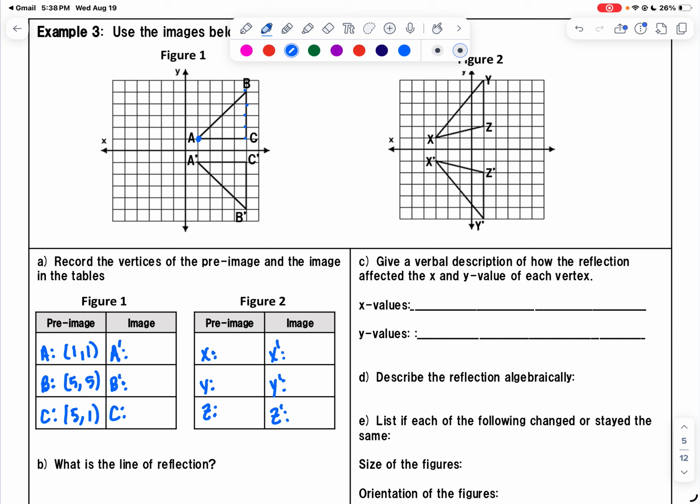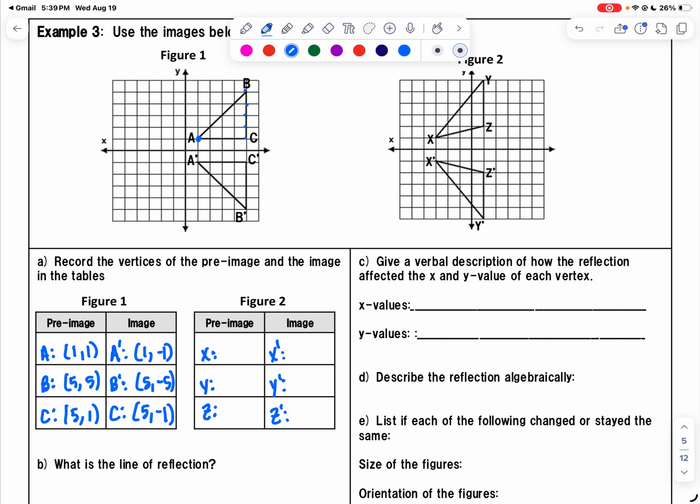All right, now A prime, I'm going to the right 1 and down 1. B prime, I'm going to the right 5, so positive 5, but I'm going down 5. And C prime, I am going to the right 5 and down 1. Now, please pause the video and try figure 2 on your own. When you're ready to check your answers, press play.